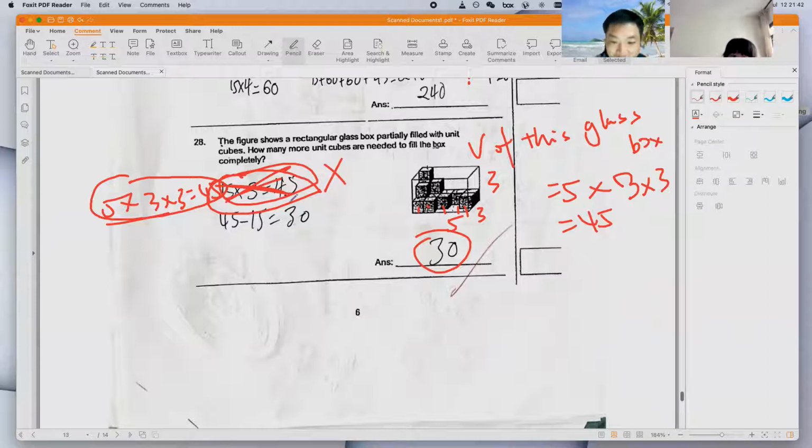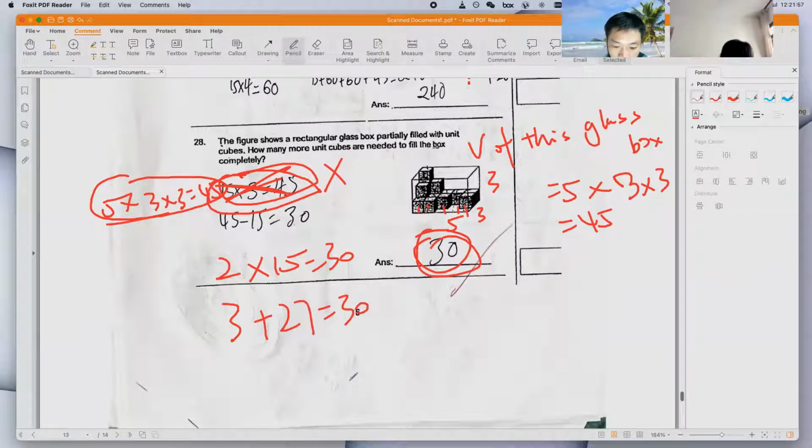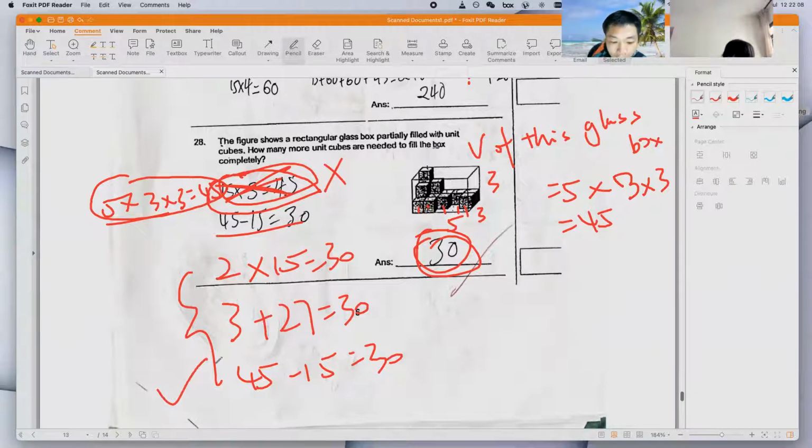What I'm trying to say is the answer is 30, right? But there are many ways to get 30. You can do 2 times 15 to get 30. We can also have 3 plus 27 equals to 30. And also you can have 45 minus 15 equals to 30. But among these 3 equations here, only one is correct. This is correct. The rest is wrong.